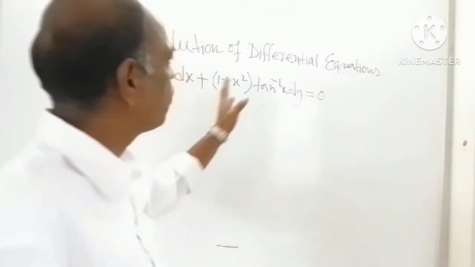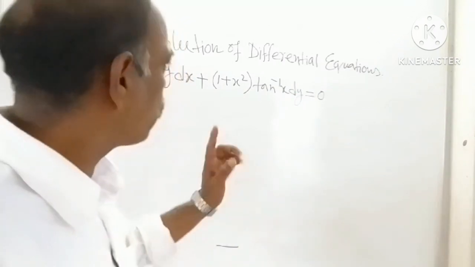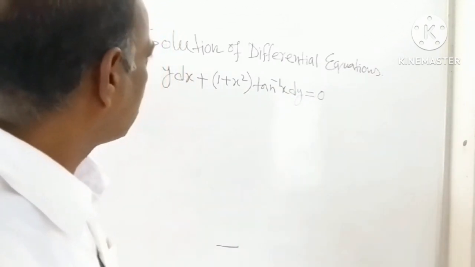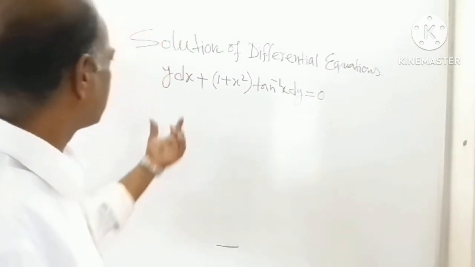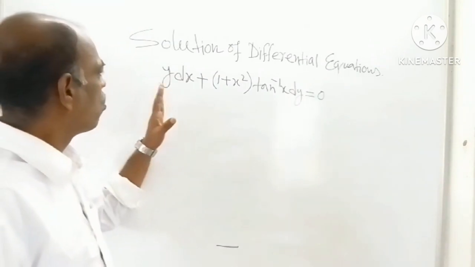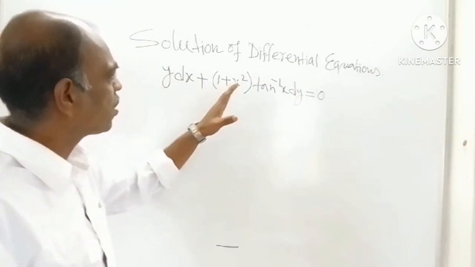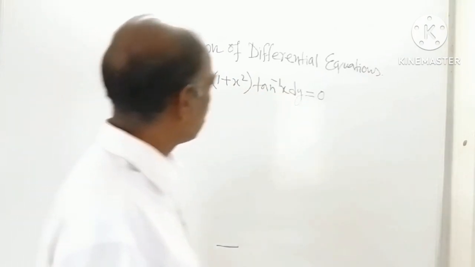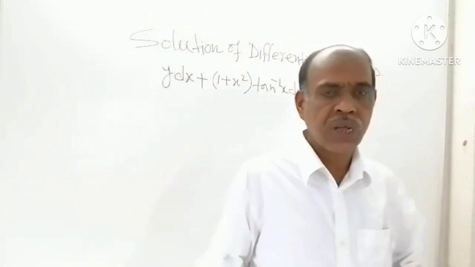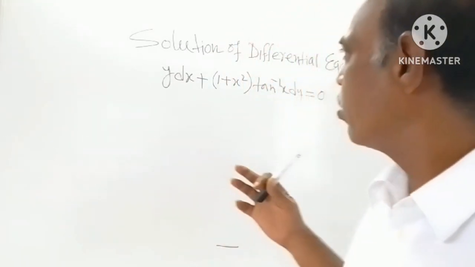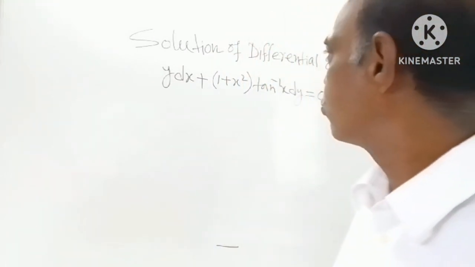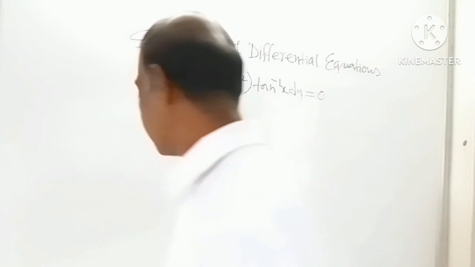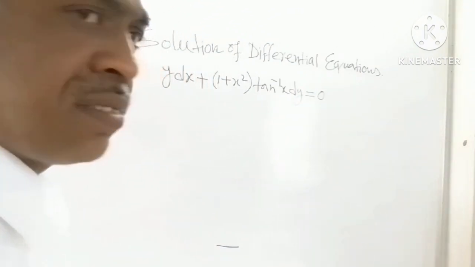Solution of differential equations. Only one equation I have taken here. This is the given equation: y dx plus (1 plus x square) tan inverse x dy is equal to 0. The size of the given problem is so small, and of course the solution will also be very small. Actually, this problem is very easy to solve.